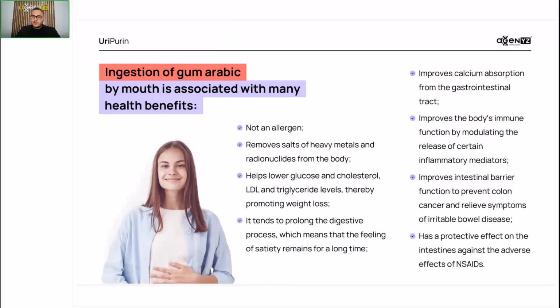It improves the body's immune function by modulating the release of certain inflammatory mediators. It improves intestinal barrier function to prevent colon cancer and relieves symptoms of irritable bowel syndrome, which is also known as IBS, and has a protective effect on the intestines against the adverse effects of NSAIDs.